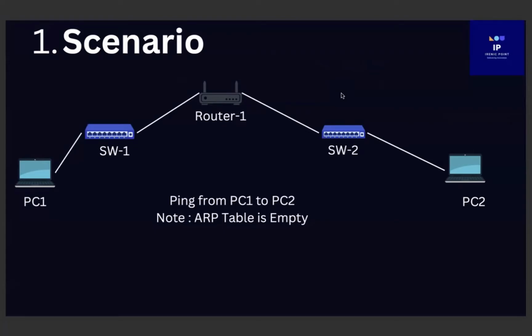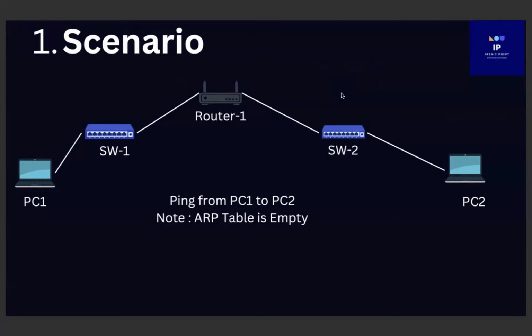Here you have to explain the packet flow from PC1 to PC2. You have to explain it header-wise. For example, an ICMP packet is initiated, then that packet is held until ARP is resolved. So you have to explain it step by step.